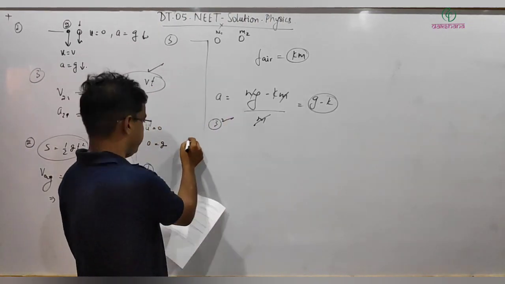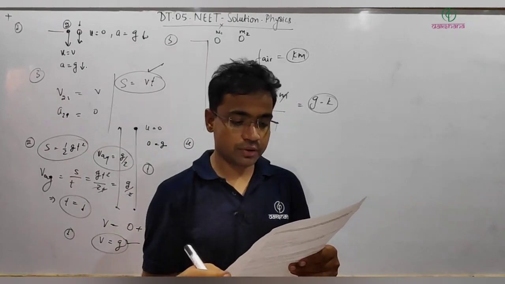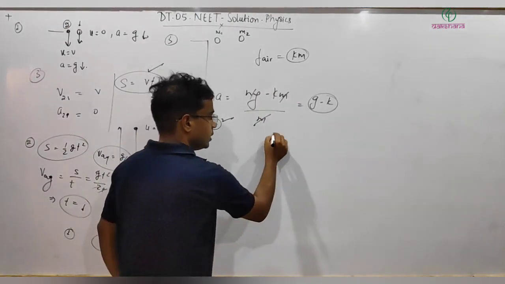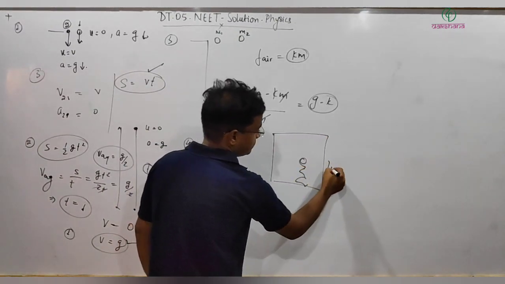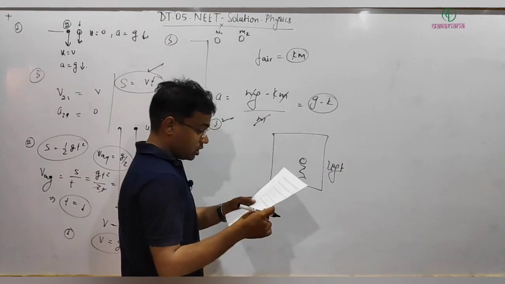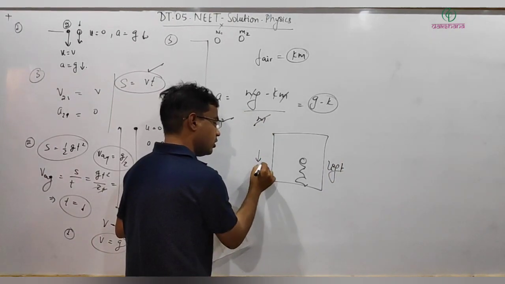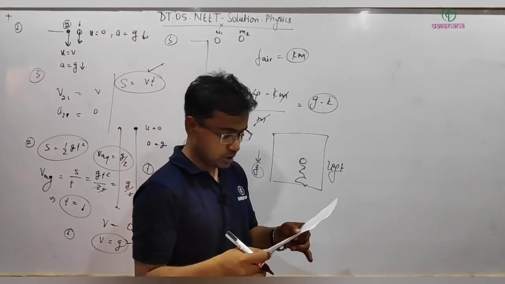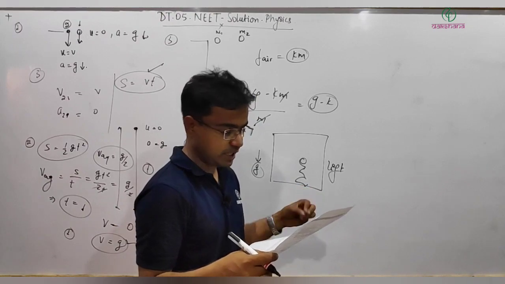Next, question number 4. A man standing in a lift falling under gravity releases a ball from his hand. The man is standing in a lift, and falling under gravity means the acceleration of the lift is equal to g, and the man's is also equal to g. He releases a ball from his hand; as seen by him, the ball.